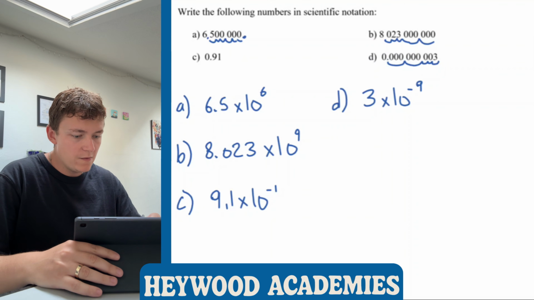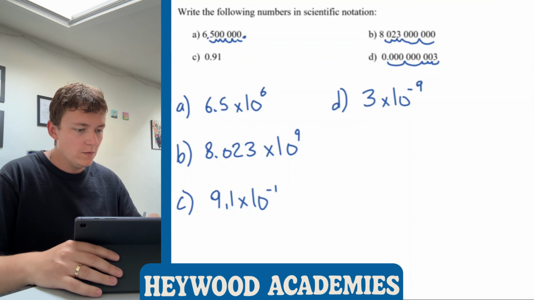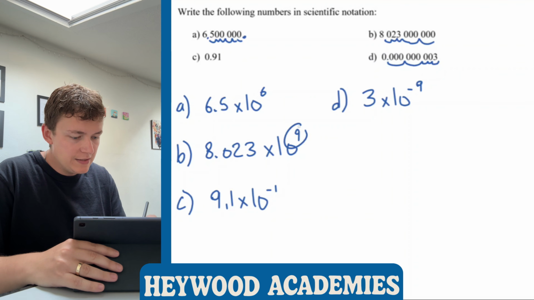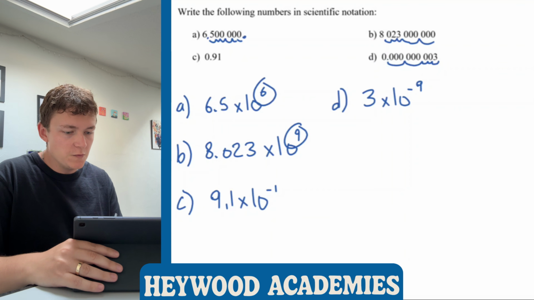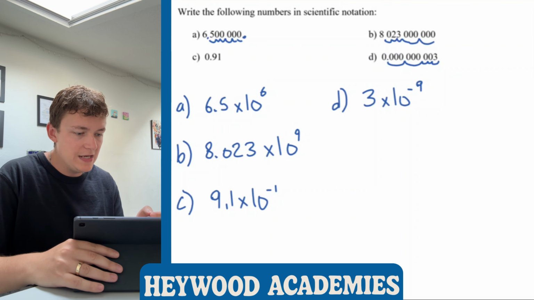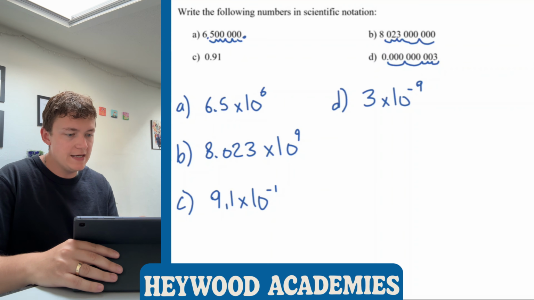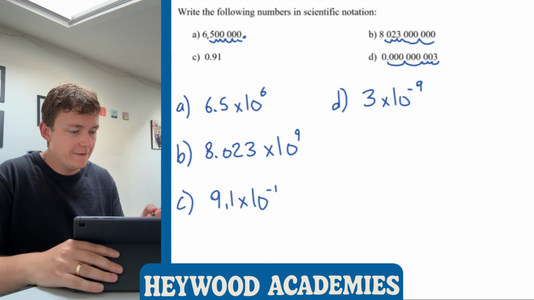So the thing that I always try to remember here is that when you look at the exponents, some of them are positive and some of them are negative. The positive exponents, that means that those are really big numbers that we're working with. So you can see from A and B, those numbers were huge. We're able to make them a lot smaller by writing them in scientific notation. If we've got a negative exponent, like for D, for example, that means that we're working with a really tiny number.